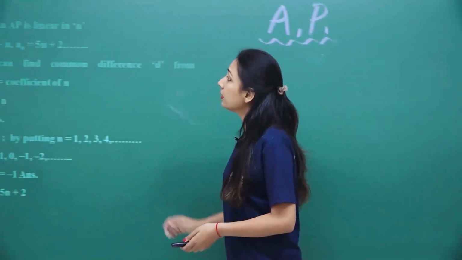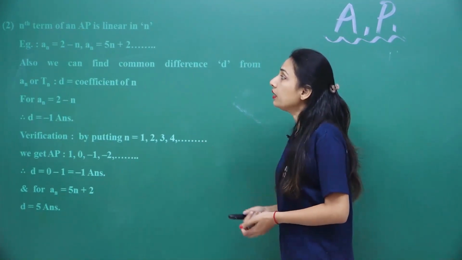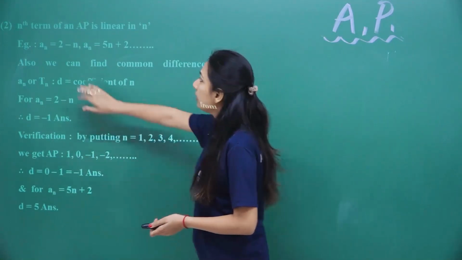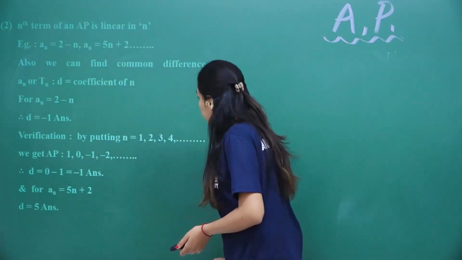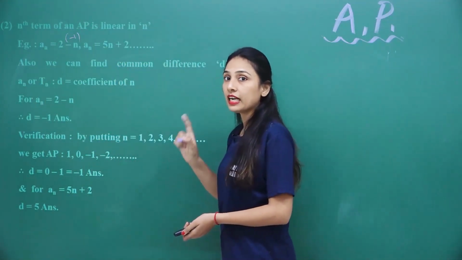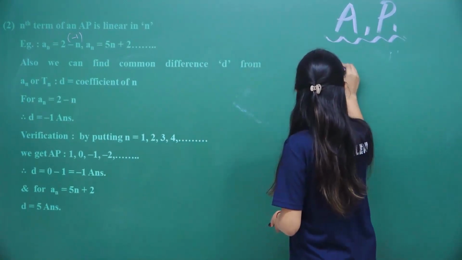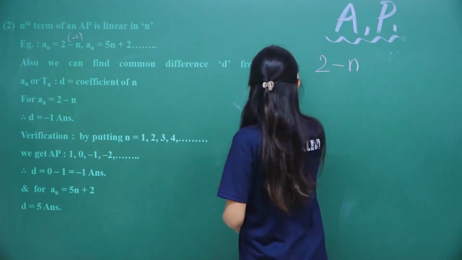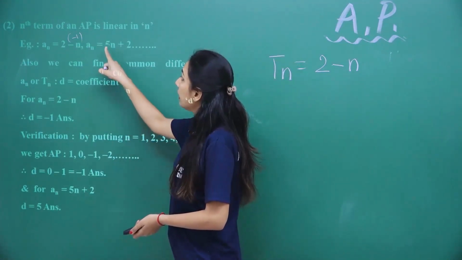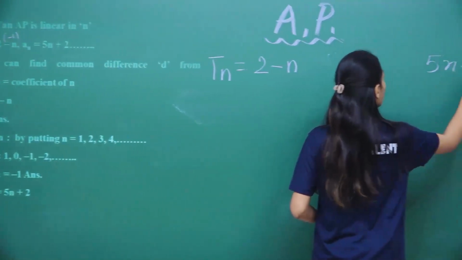So it's given here, nth term of an AP is linear in n. Example, an equals 2 minus n. Now in this first one, the coefficient of n is -1. That means the common difference in this case, 2 minus n, will be equal to -1.